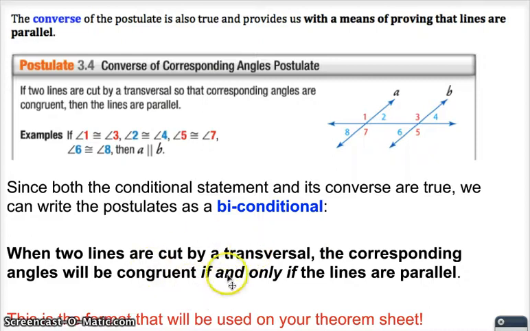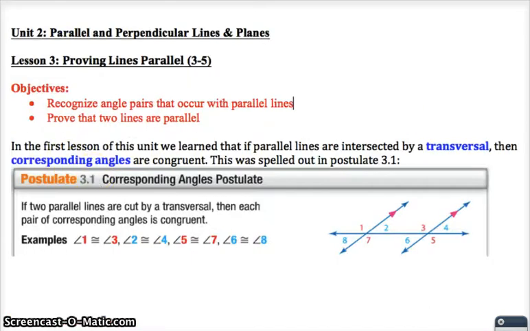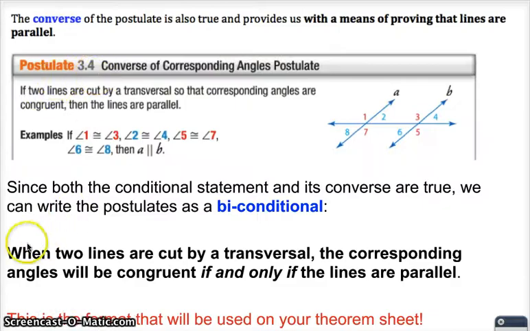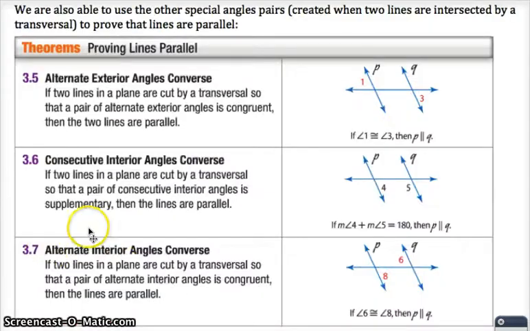Now, on your theorem sheet, you're not going to have postulate 3.1 and postulate 3.4. We're going to write them together as one thing, which I think is going to make it a lot less confusing. You don't have to name the 3.1 versus 3.4. It's just all going to be one thing. We're going to call it corresponding angles. Okay, so that's true for all the rest of these too.